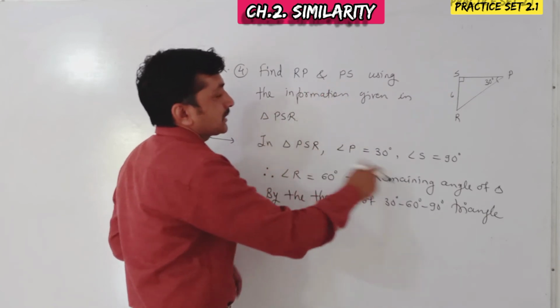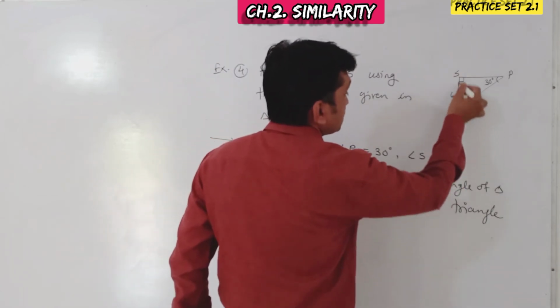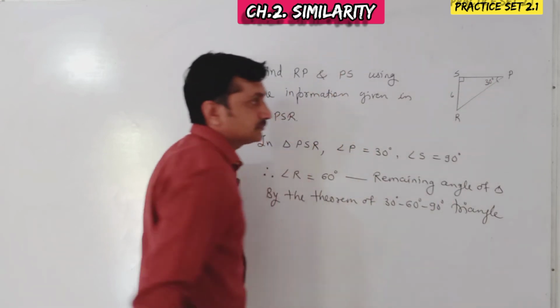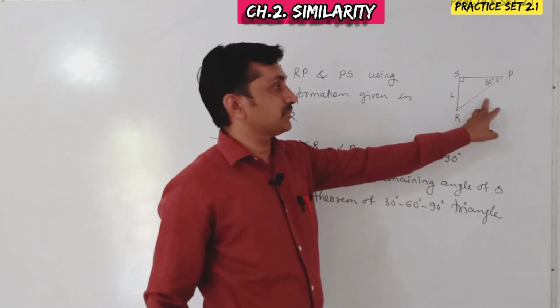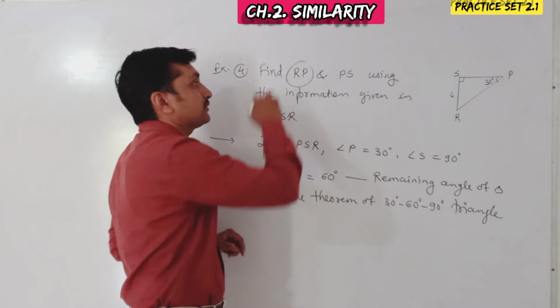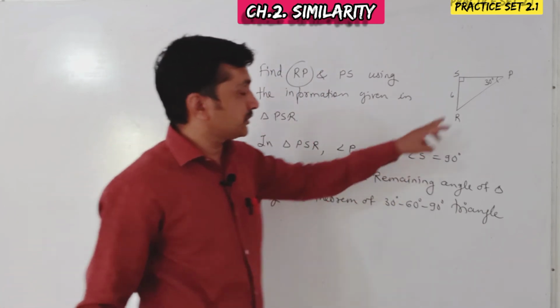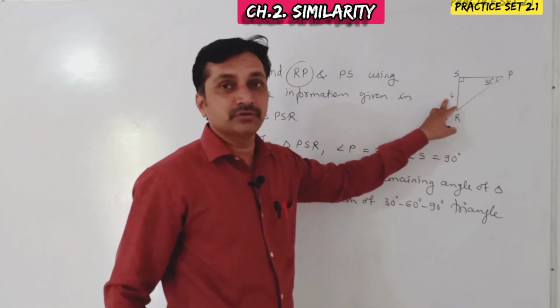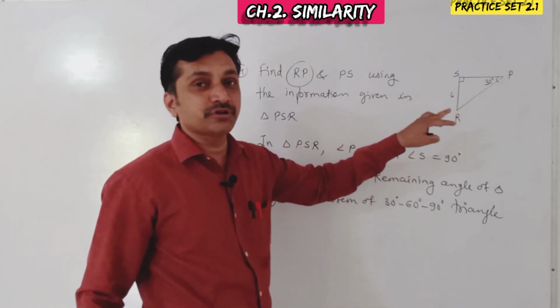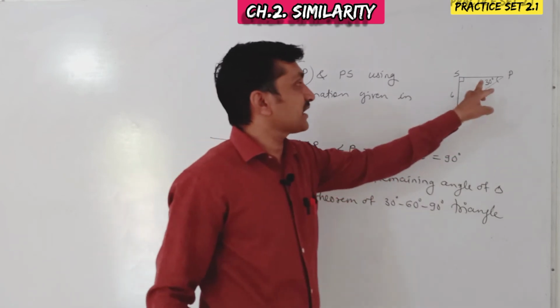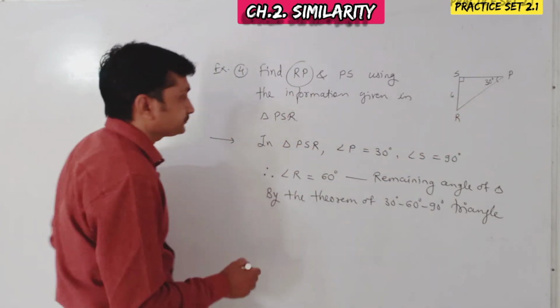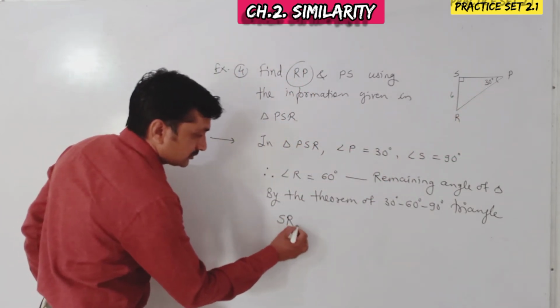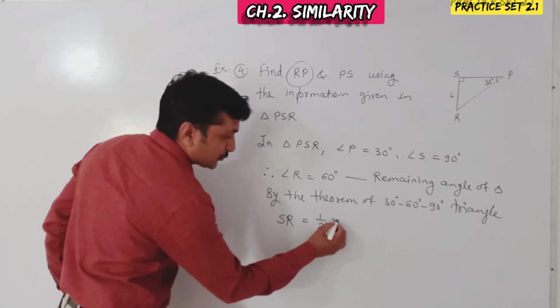Now here SR is given. SR is opposite to 30. RP is not given, and we have to find RP. RP is the hypotenuse. But which side is given? The side opposite to 30 is given. The side opposite to 30 is half of the hypotenuse. Which side is opposite to 30? SR. Then I write SR is equal to half of the hypotenuse. And what is the hypotenuse? RP.